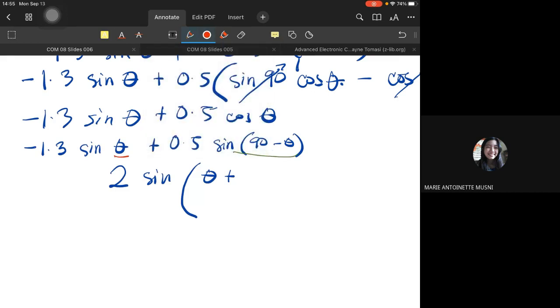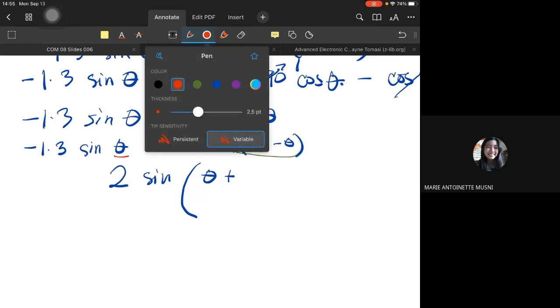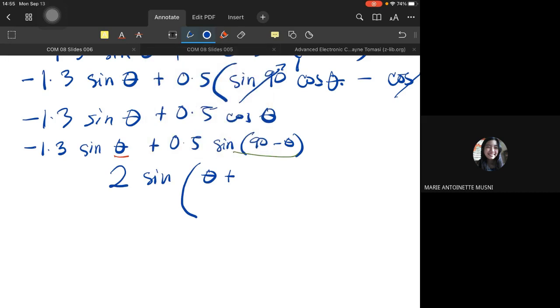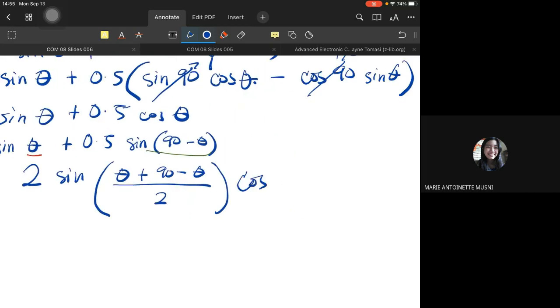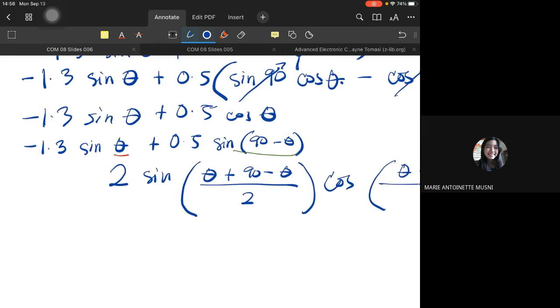So, the first part of the identity is alpha plus beta. So, alpha plus 90 minus theta over 2, cosine alpha minus beta, so alpha minus 90 plus theta over 2.